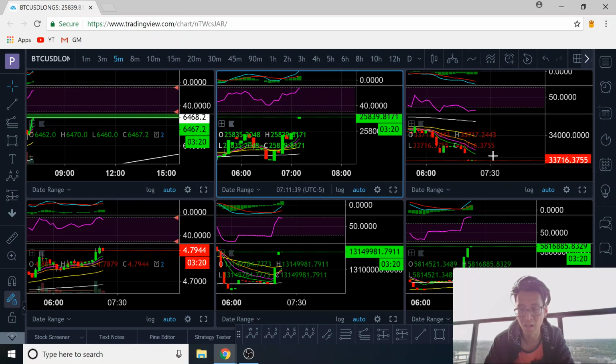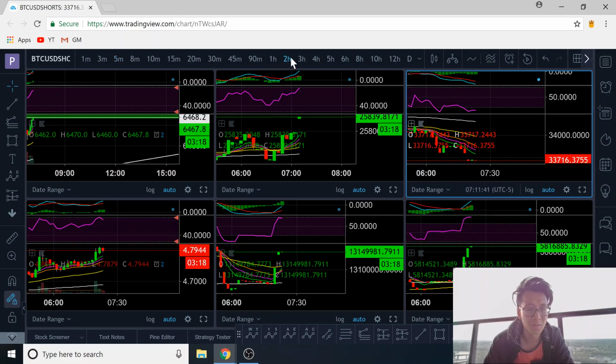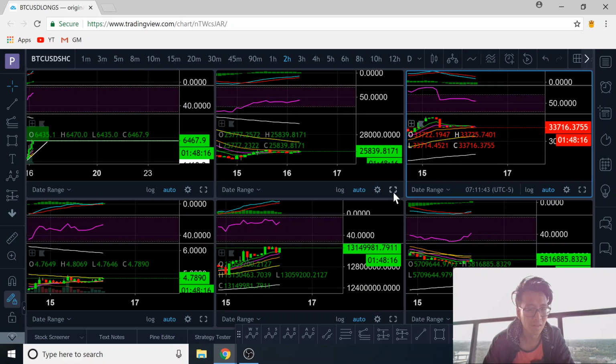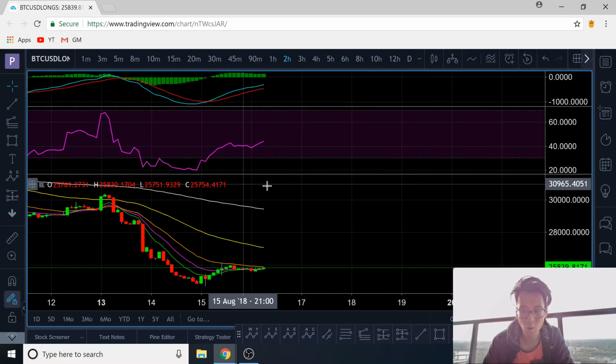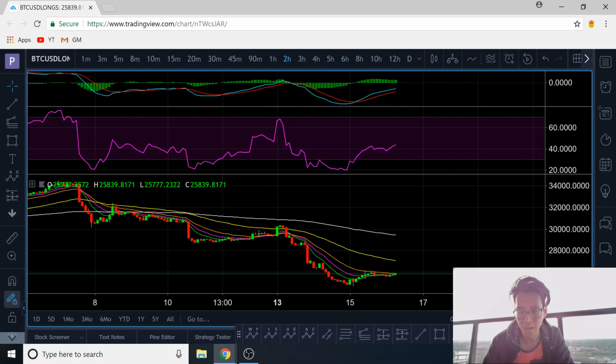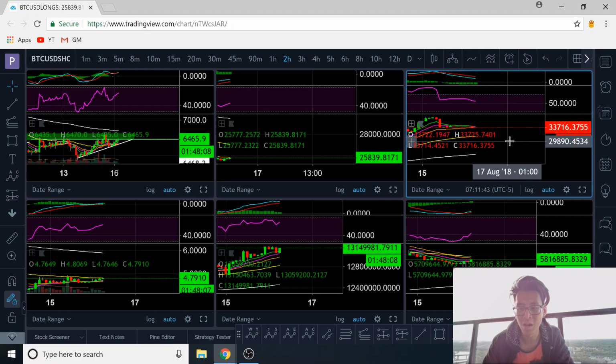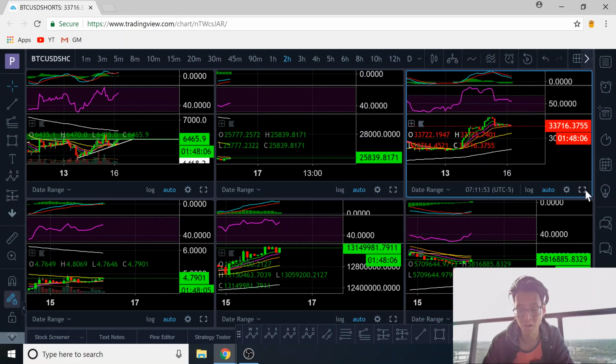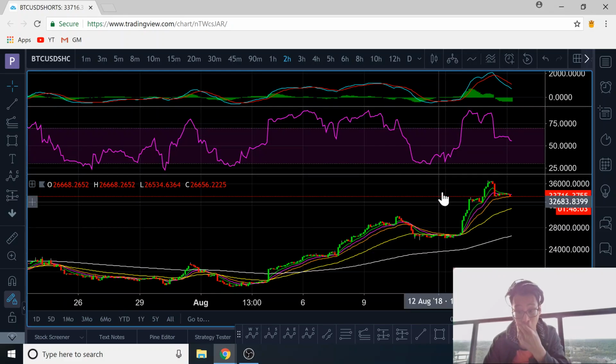All right, so we take a look at the Bitcoin longs versus the Bitcoin shorts now, okay? This table that I'm looking at is the Bitcoin shorts. We've got about 25,000 or 26,000 Bitcoin that's in a long position and it's gaining strength. But we do see as well that the short positions are starting to slowly get liquidated, guys.